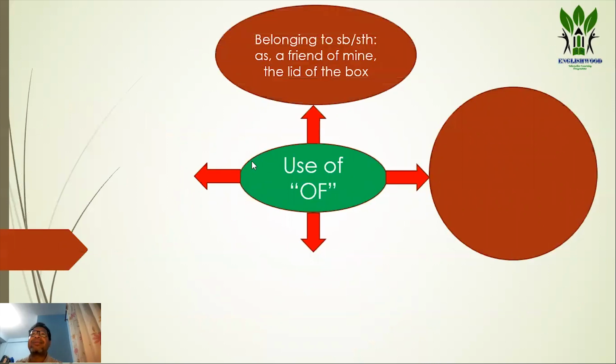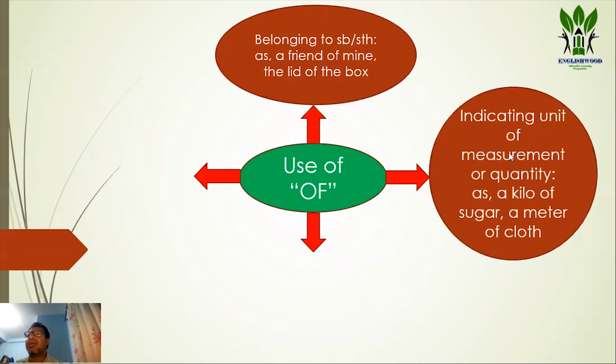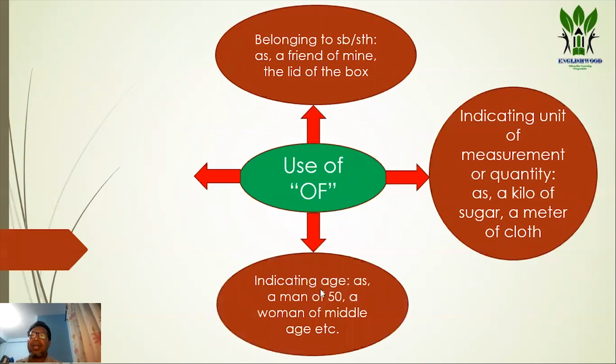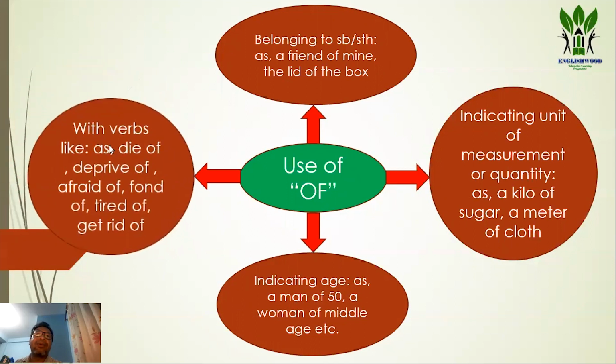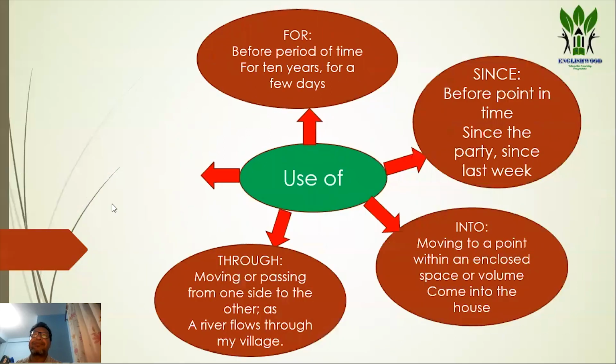Use of "of": belonging to somebody or something, as a friend of mine, the lid of the box. Indicating a unit of measurement or quantity, as a kilo of sugar, a meter of cloth. Indicating age, as a man of 50, a woman of middle age. With verbs like die of, deprive of, afraid of, fond of, tired of, get rid of. We have discussed this. This is a very important part of learning prepositions.